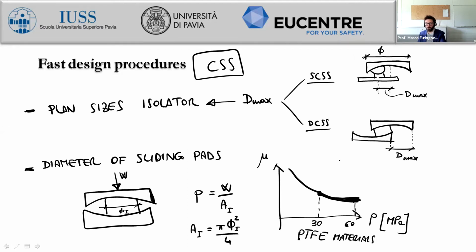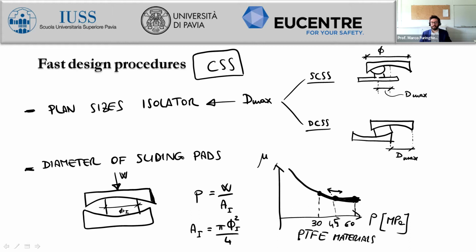Or maybe we can also choose an intermediate value. Maybe we can choose 45 megapascals, because we also want to consider that we have fluctuations of the vertical load due to overturning effects rather than the vertical component. So we want to be at an intermediate point, so that if we move back and forth due to the effects that I've mentioned, we keep the friction coefficient approximately constant, ensuring that the overall behavior associated with the frictional properties will be constant.